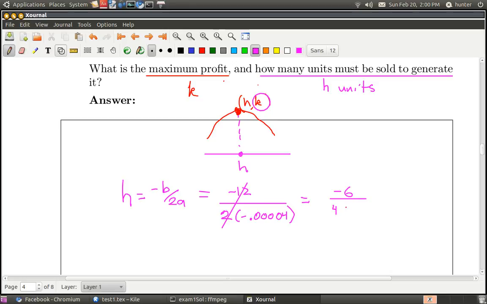What do I have on the bottom? I've got 4 over 10,000, and it's negative also. Then let's just cancel these negative signs. Now, when you have a fraction in the bottom, it flips out as its reciprocal. So this is the same thing as 10,000 times 6 divided by 4. I can cancel the 10,000 and the 4, because 10,000 divided by 4 is 2,500. So I've got 2,500 times 6.